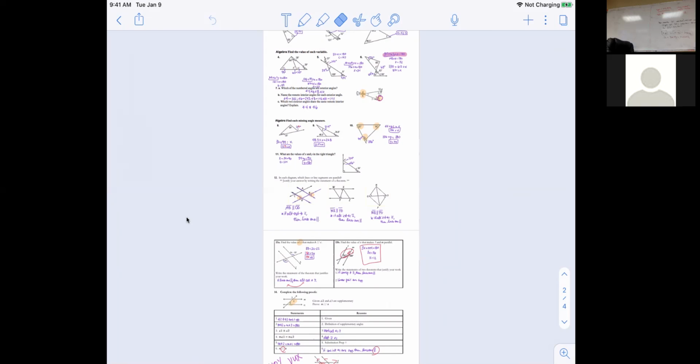Nice. There you go. Which one are you doing? The second one? If lines are parallel, then consecutive interior angles are supplementary. Yep. Point and shot.